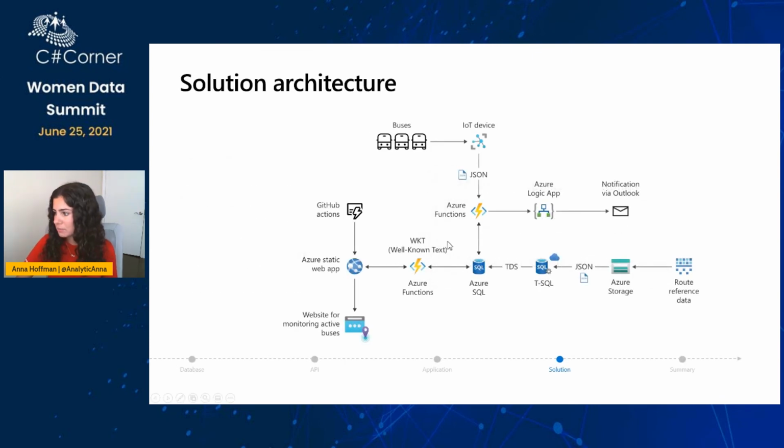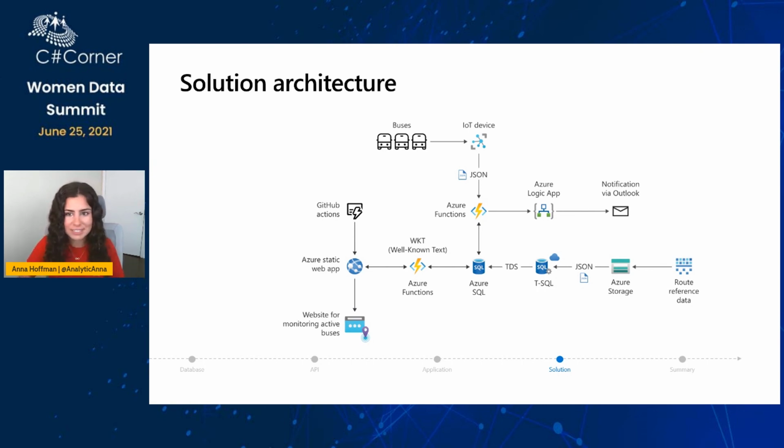So you've seen all this before, right? The IoT device, Azure Functions is sending the notifications and also putting data into Azure SQL Database. What we added was this Azure Static Web App, which combines the web application with Azure Functions. So that Azure function is simply calling Azure SQL Database to return the data to surface in our Azure Static Web App, which is then producing that website for monitoring the active buses. So hopefully that was cool.